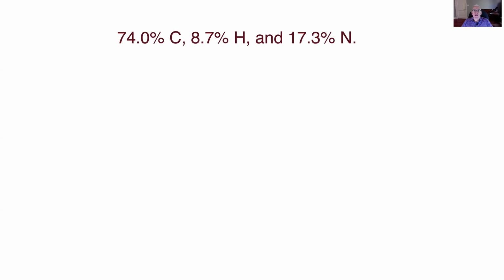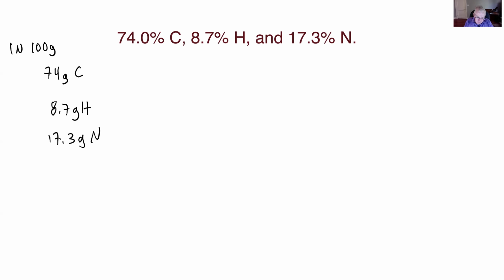What I'm going to do here is I still want to turn my percentages into masses. So since I don't know what is a mole, I'm going to have to pick a random amount to work with. I'm going to pick 100 grams, okay? Because a 100-gram sample is going to make it easy to turn those percentages into masses at least. So in 100 grams, I will have 74 grams of carbon, I will have 8.7 grams of hydrogen, and I will have 17.3 grams of nitrogen, okay?